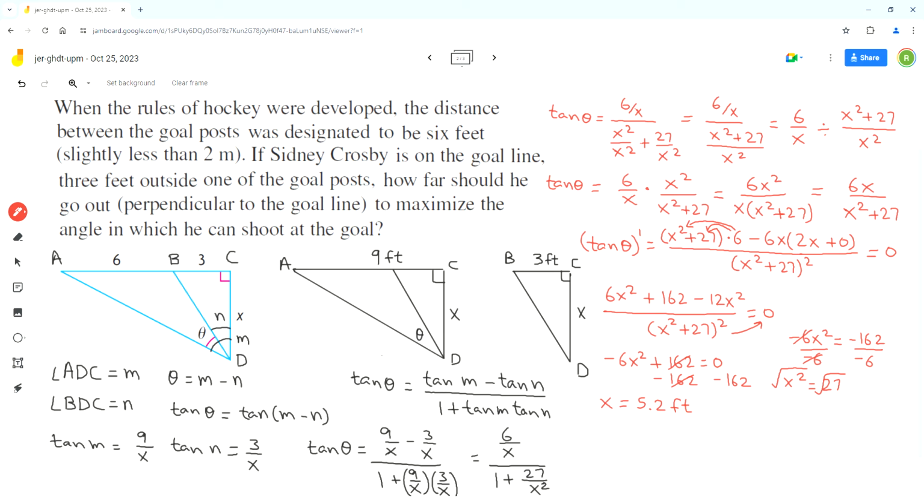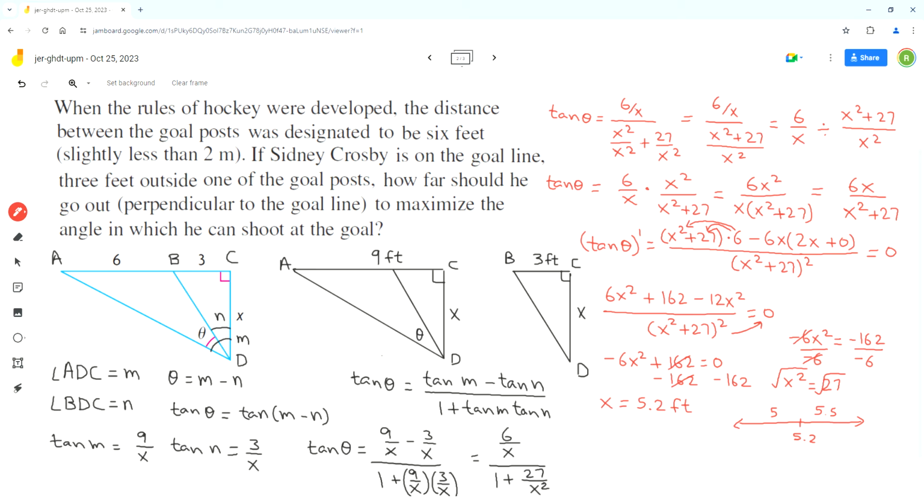Now we can check if the angle value is maximum at x equals 5.2 feet, and for that we should use the first derivative test. So we should check the sign of the slope of the tangent to this tan function on the left and the right hand side of this x value. So we can use the number line method. We should use a test value on the left side of this value, and it can be 5, and another value on the right side of this value, which can be 5.5.